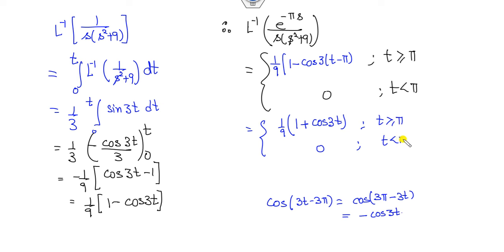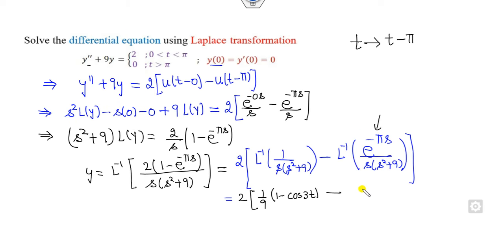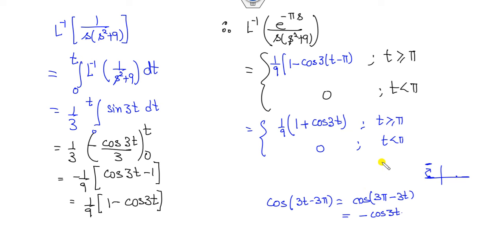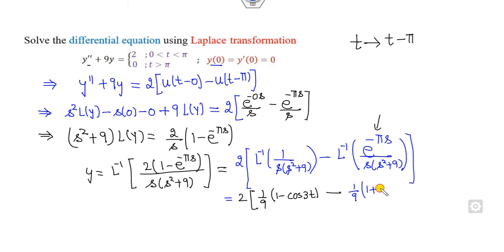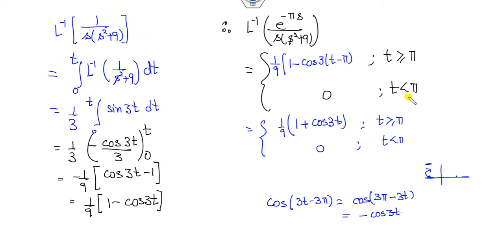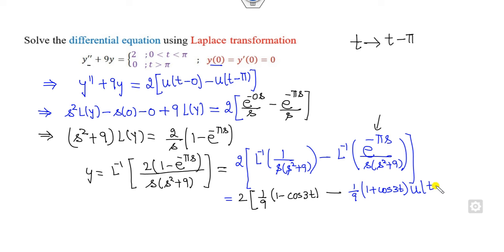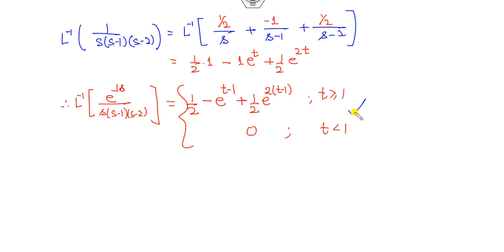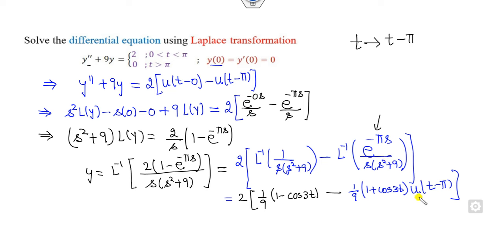So finally, you can write this answer as minus 1 over 9, 1 plus cos 3t, in terms of the unit step function u of t minus pi. Otherwise, you can write it in the two cases. Fine. So it is your choice whether you write it in the unit step function or in the two different cases.